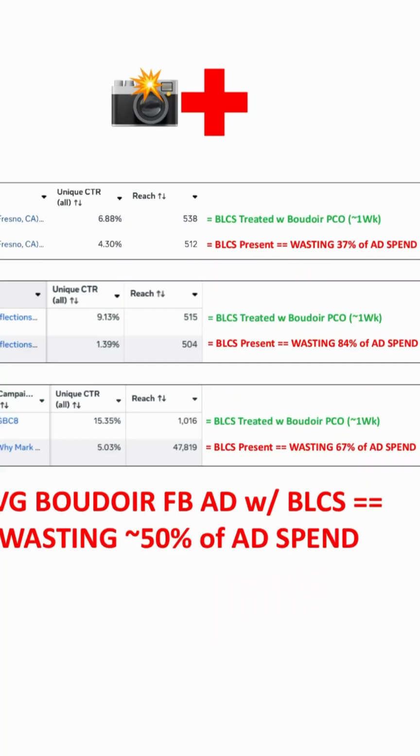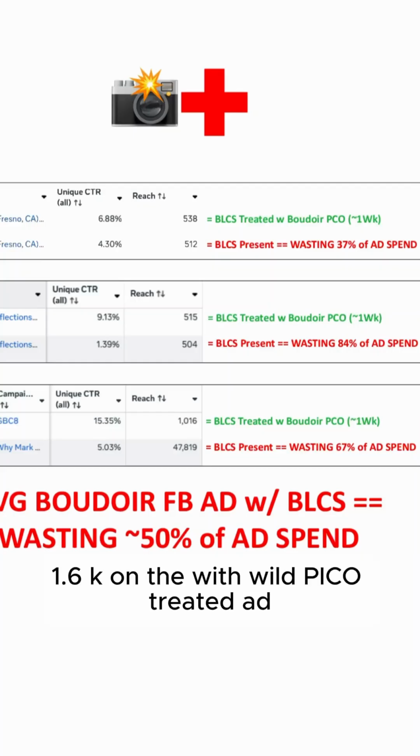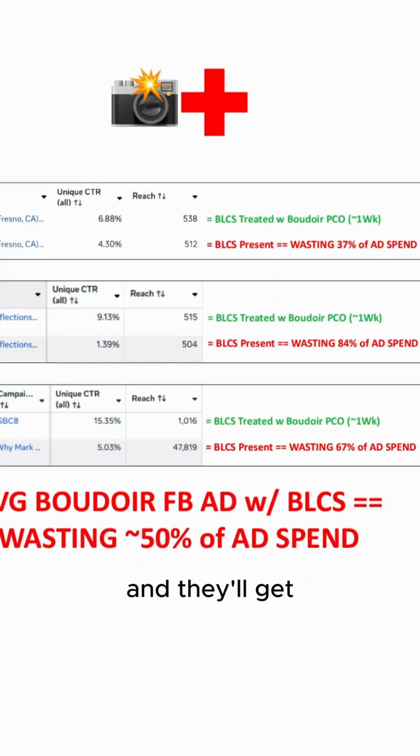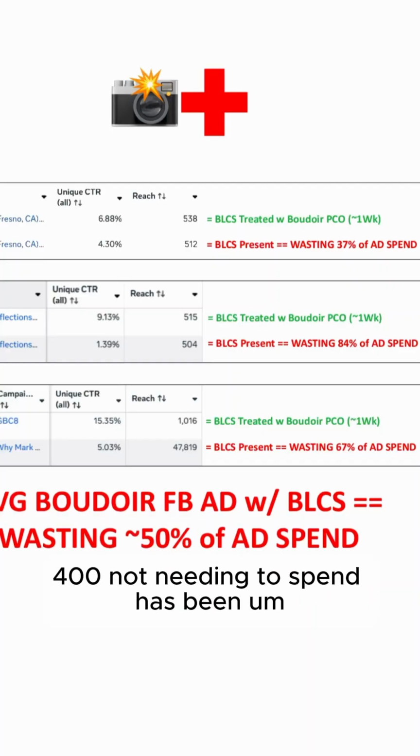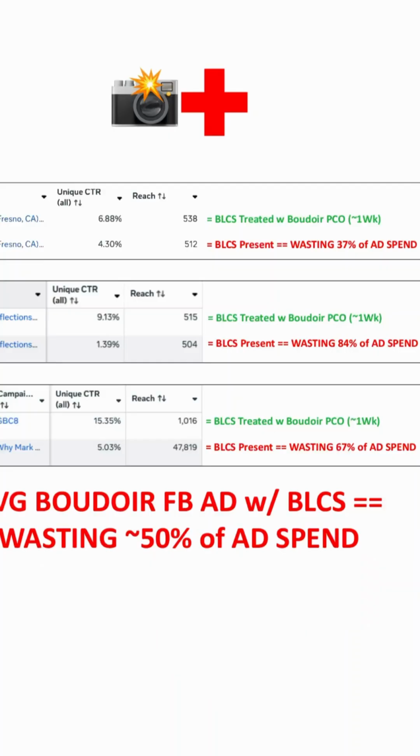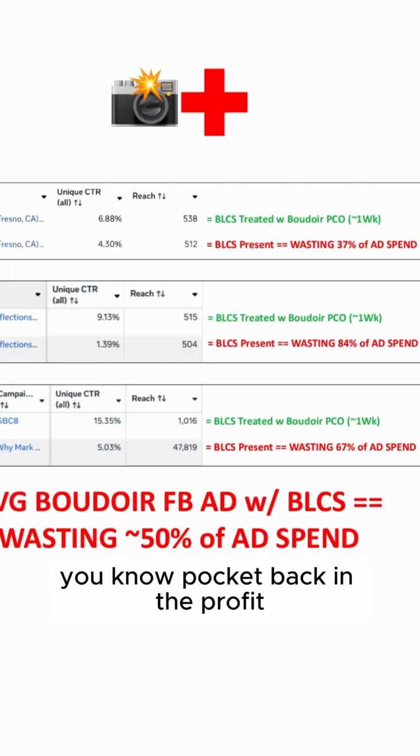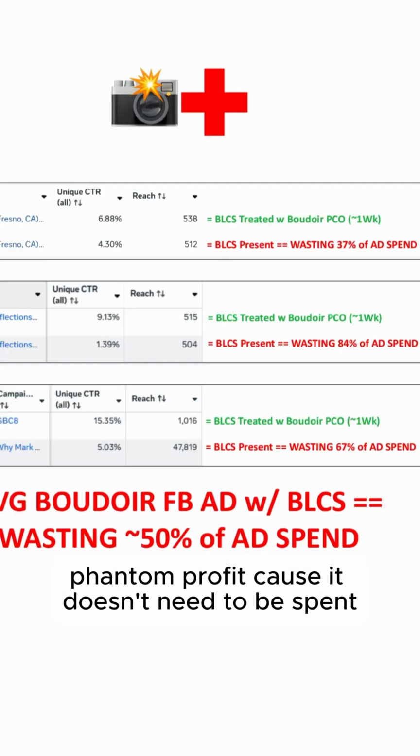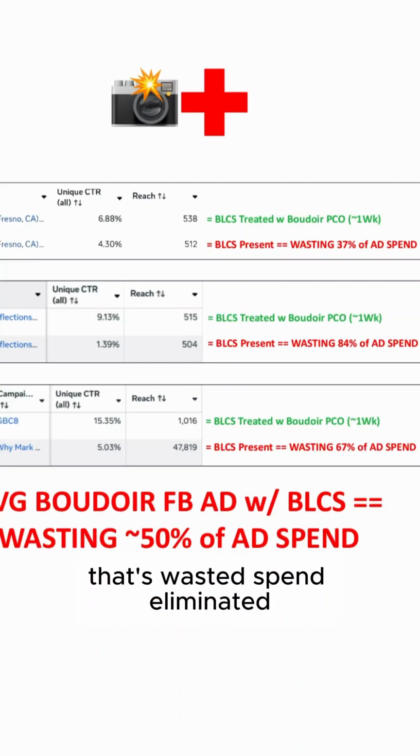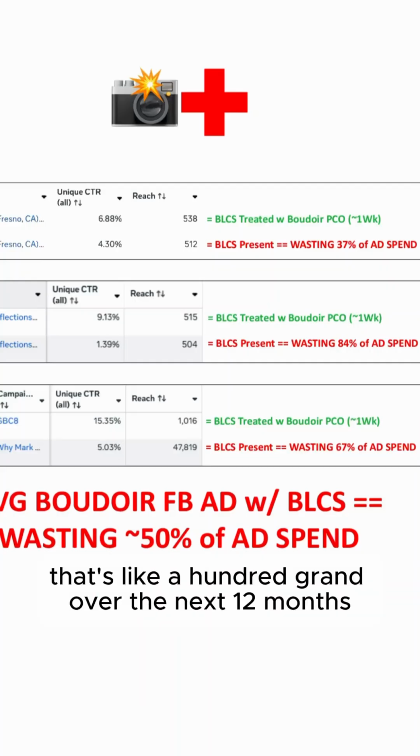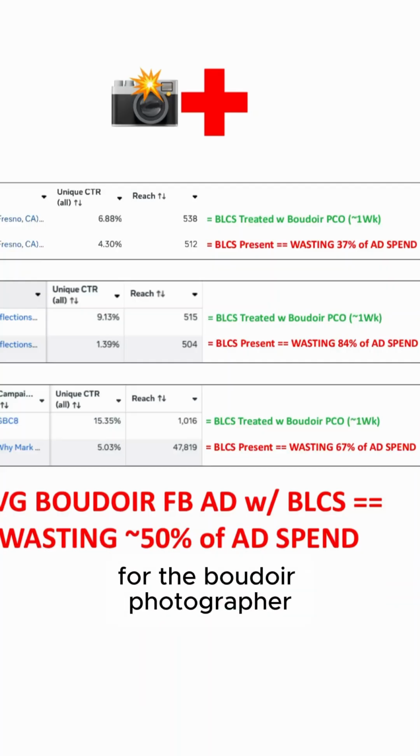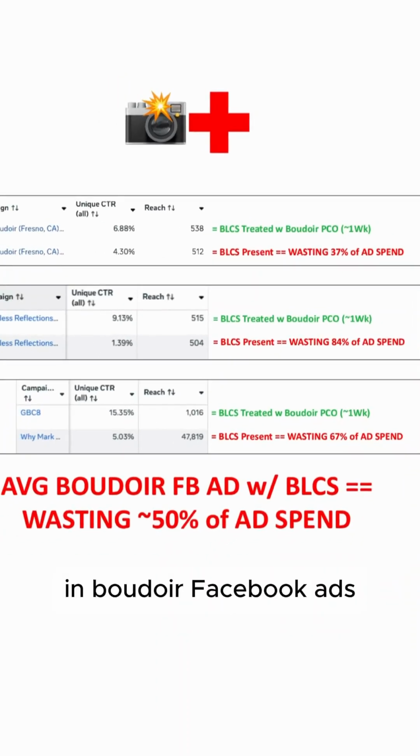So if they're spending 10 grand a month on the original, they now only have to spend 1,600, 1.6K, from 10K to 1.6K on the Boudoir Pico treated ad, and they'll get that into the same number of women's brains in both scenarios. So 8,400 not needing to spend goes back in the pocket as phantom profit, because it doesn't need to be spent. That's wasted spend eliminated. That's like 100 grand over the next 12 months for the boudoir photographer that's spending 10K a month in Boudoir Facebook ads.